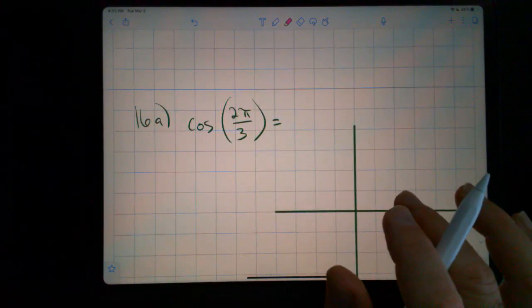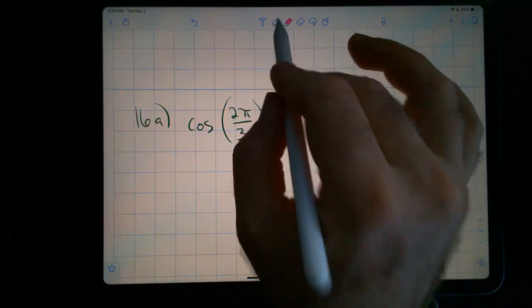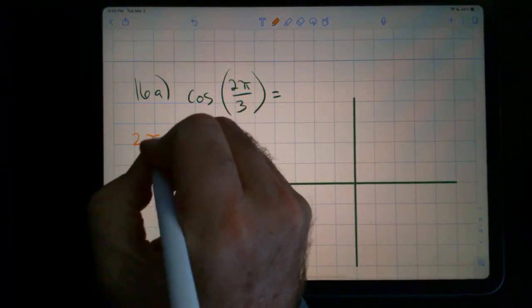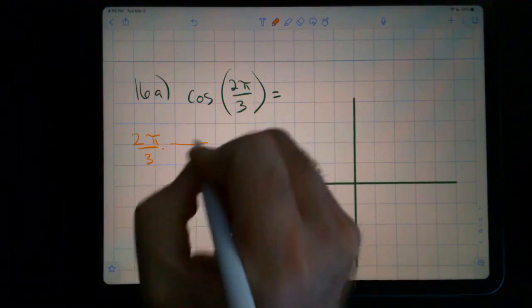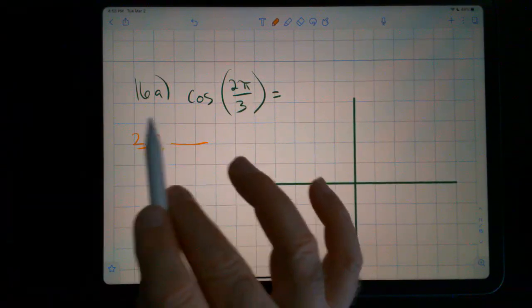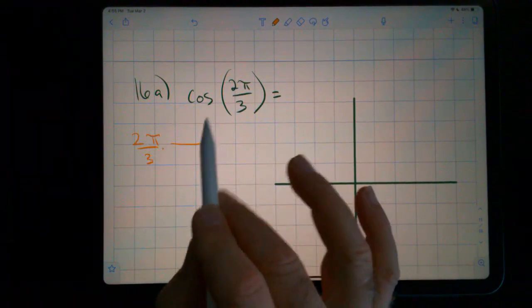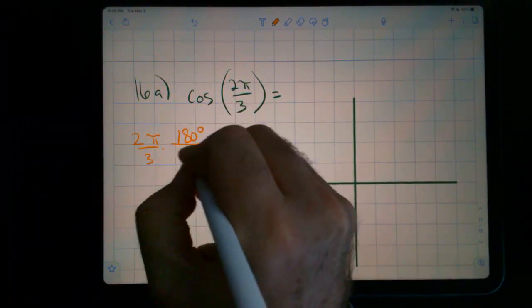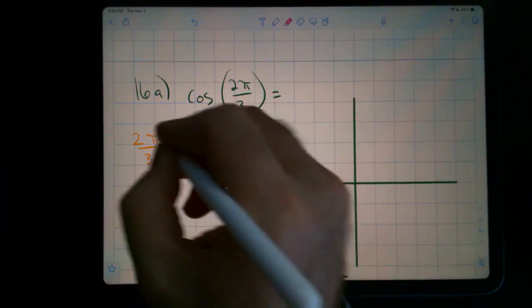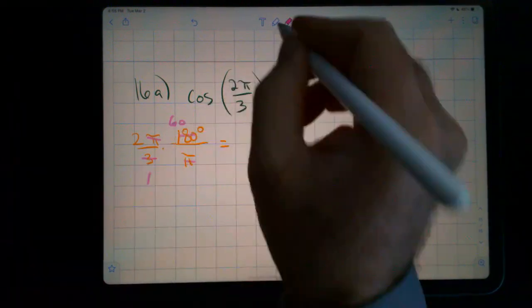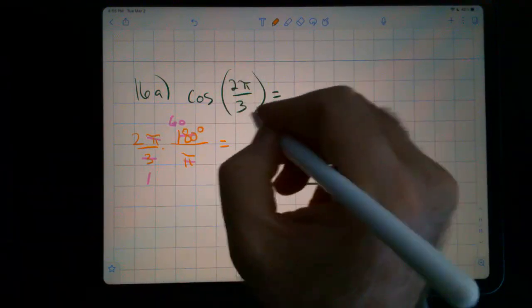Cosine of 2 pi over 3, this is 120 degrees. And if we're not sure, we can convert this from radians to degrees. We have a pi on the top, we need a pi on the bottom. Or you can see there's no degree in the top, so we need a degree in the top. The pi simplify out. 3 goes into 180, 60. 2 times 60 is 120 degrees.